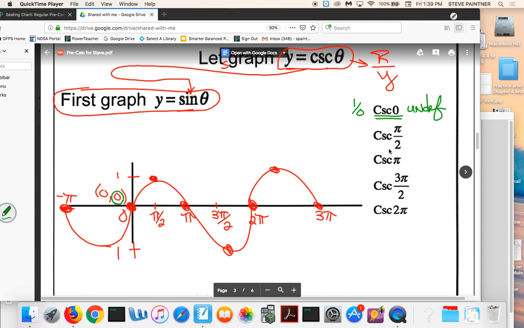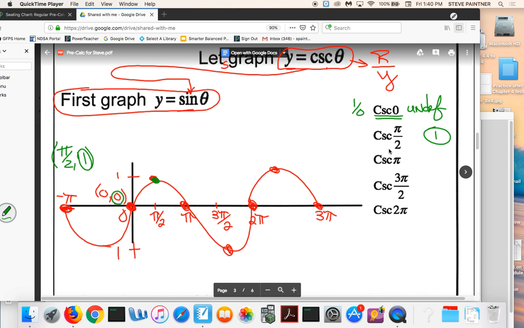Okay, let's go do pi over 2. What's this point right here, guys? That point is pi over 2 comma what? 1. Okay, take this number, the answer, and flip it. 1 over 1, if you flip it, it's still 1 over 1, isn't it? Didn't change. Cosecant of pi over 2? 1. Yes, no? Take the answer 1 and reciprocate it. 1 over 1, flip it, 1 over 1.